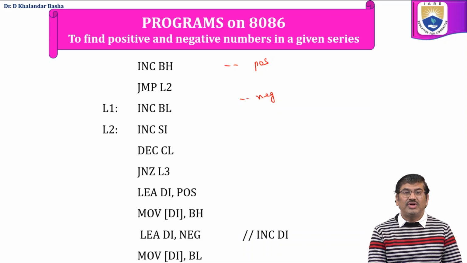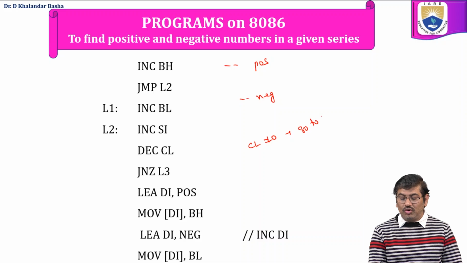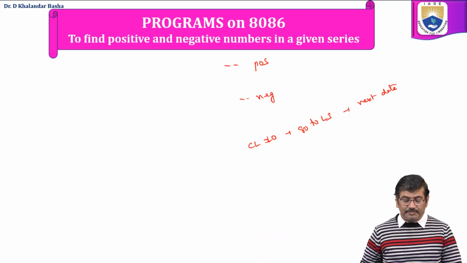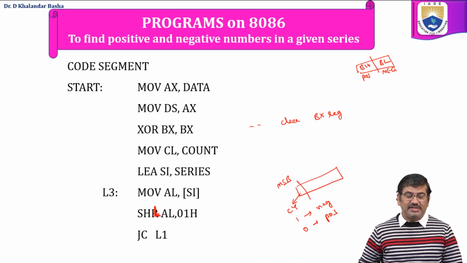For that, we check using JNZ. JNZ means if after decrementing, CL is non-zero, go to loop 3. Why do we go to loop 3? For fetching the next data. The instruction we use there is MOV AL, [SI].